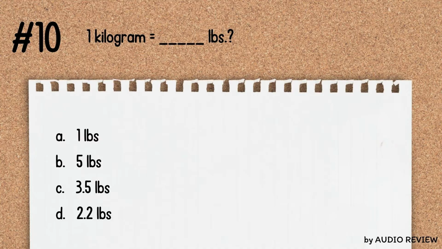Question number 10. 1 kilogram is how many pounds? A. 1 pound. B. 5 pounds. C. 3.5 pounds. D. 2.2 pounds. The answer? It's D. 2.2 pounds. Remember that 1 kilogram is 2.2 pounds.